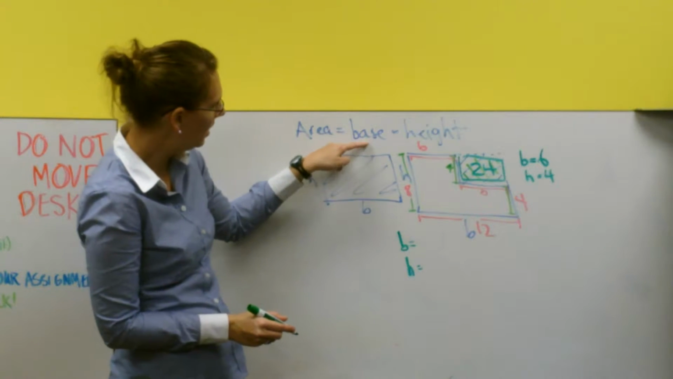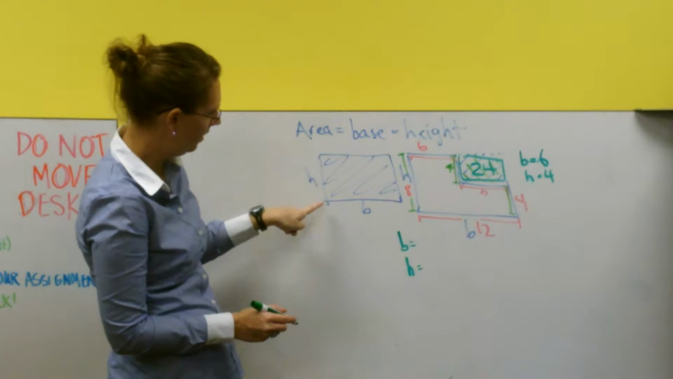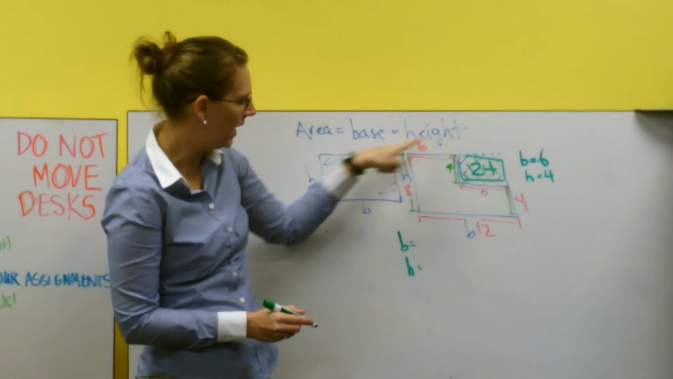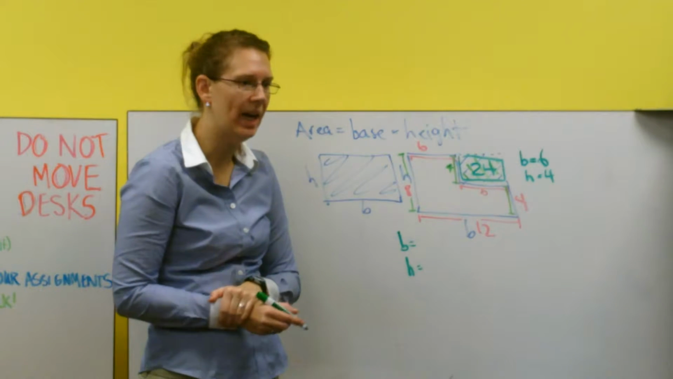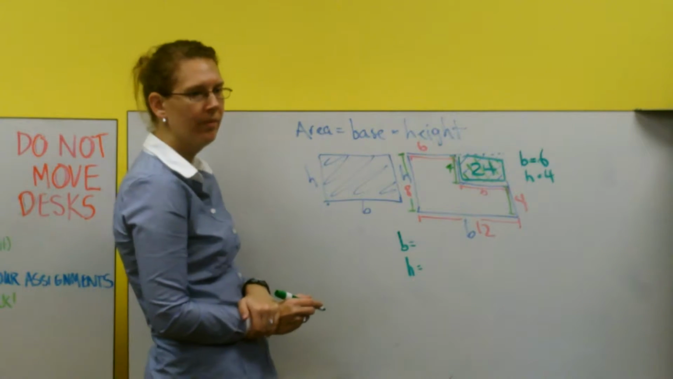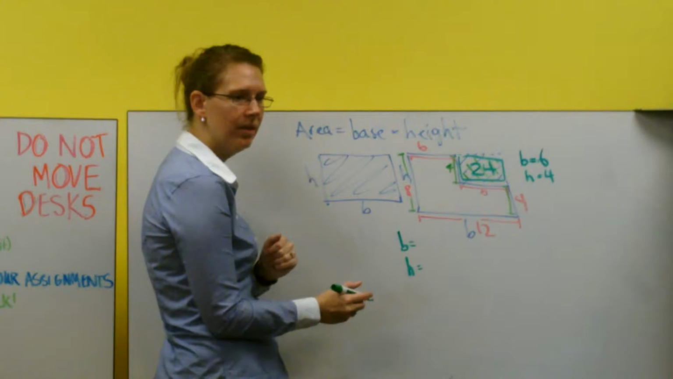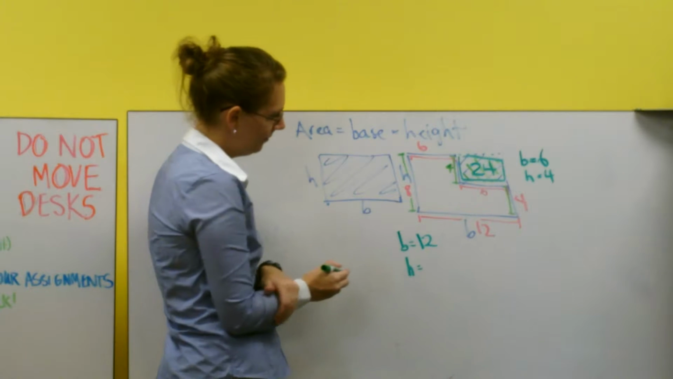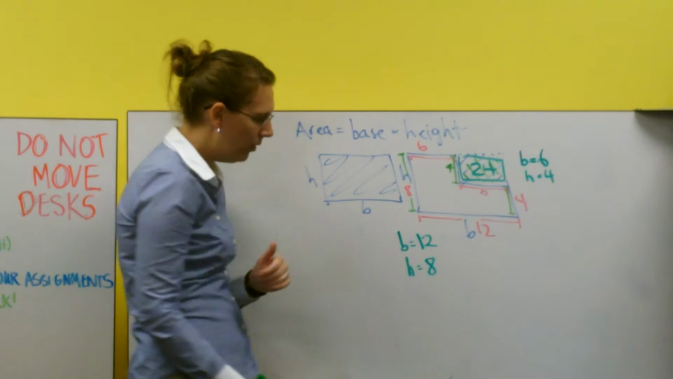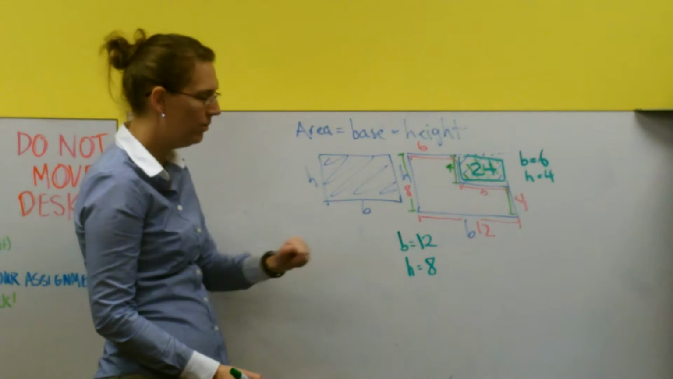Okay, my base is going to be along the bottom. My base is here. My height, okay, so of my big rectangle, what's my base and what's my height? So 12 is the base, and what is my height? 8, good. So, how do I find the area of my big rectangle?